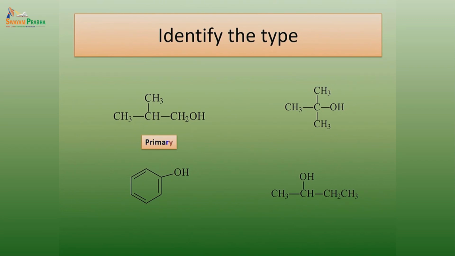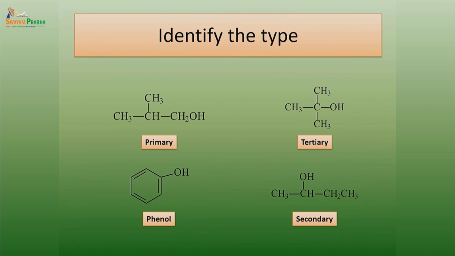This is a primary alcohol. This is a tertiary alcohol. And this is a phenol. And the last one is a secondary alcohol. So how do we define which one is what? Basically, if the hydroxy group is attached to a carbon containing 2 hydrogens, that is CH2OH, then that is called a primary alcohol. Then we come to the secondary alcohol.